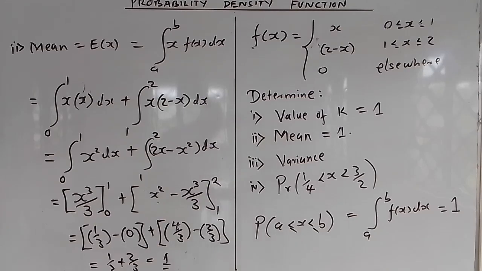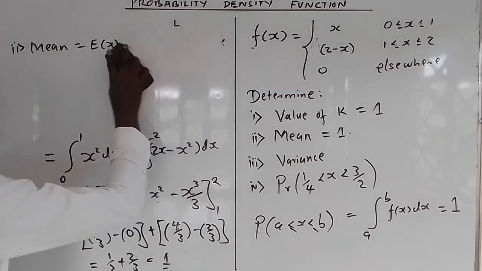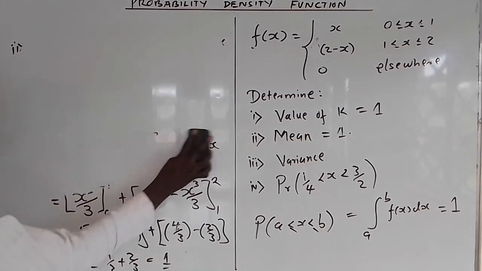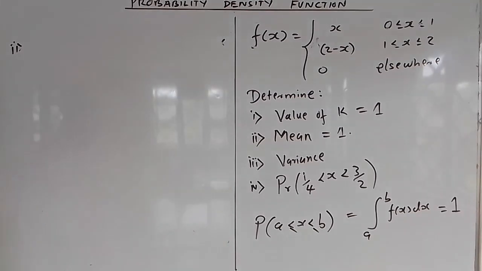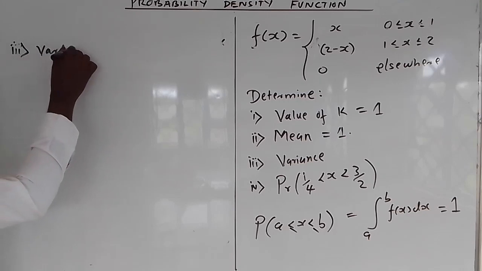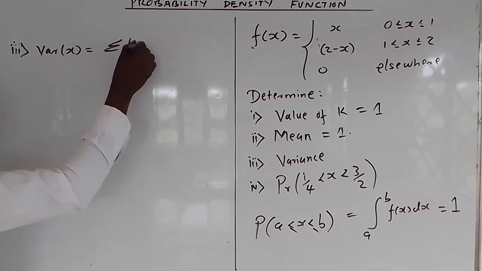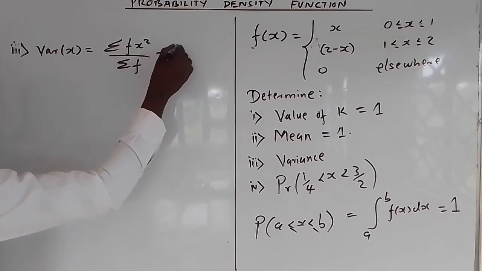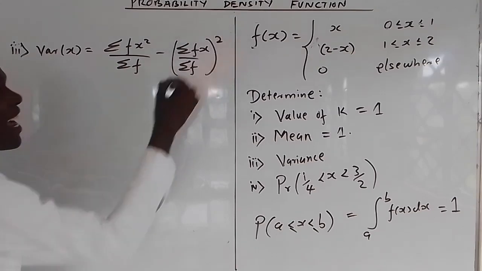After the mean, we are now going to the variance, Roman number 3, isn't it? How do we get that? The variance. Now, before you get the variance, you must get the expected value of x squared. Are we together? So Roman 3, when you are looking for the variance of x, if you are dealing with discrete data, can you recall you are getting the variance to be summation of fx squared over summation of f minus the mean, minus summation of fx over summation of f, squared, isn't it?